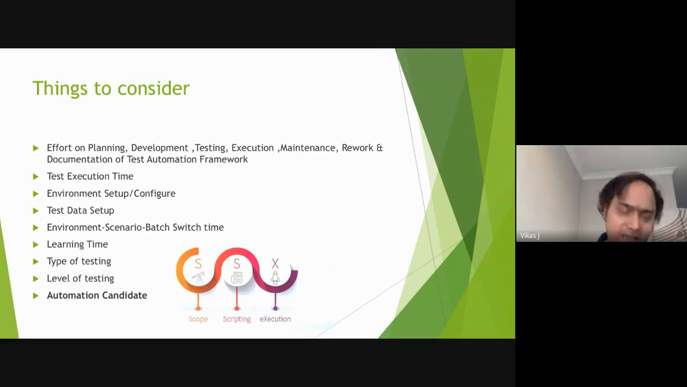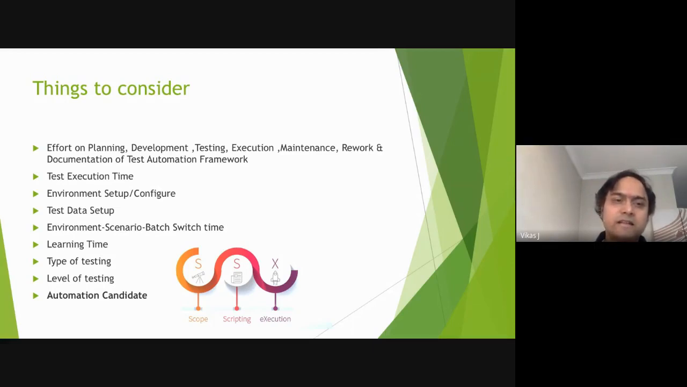How is my test data set up? And then if I had to switch between environment, scenario, or say single execution to batch execution, how many changes do I have to make in my automation scenario? And then if I had to upskill someone, how much time will it take for a person to learn this whole new framework and start executing it?